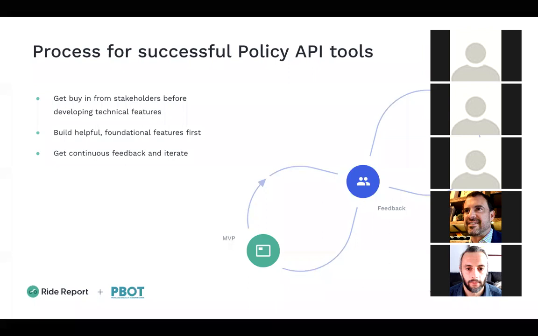So I'll talk a little bit about our process for building successful policy API tools. The first thing that we're really focused on, which LADOT mentioned, was getting buy-in from stakeholders before developing the truly technical features. I'll speak a little bit more to that. Then building helpful foundational features first, and then getting continuous feedback before overall deployment. Next slide.